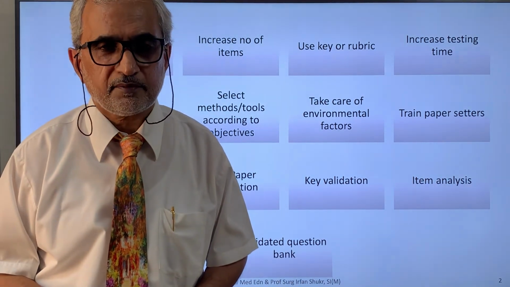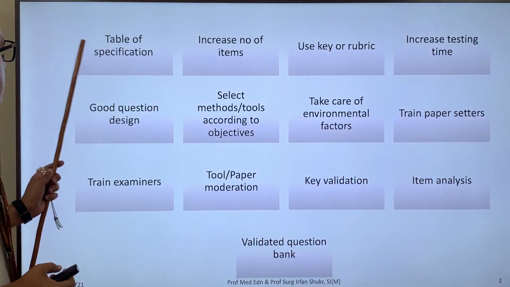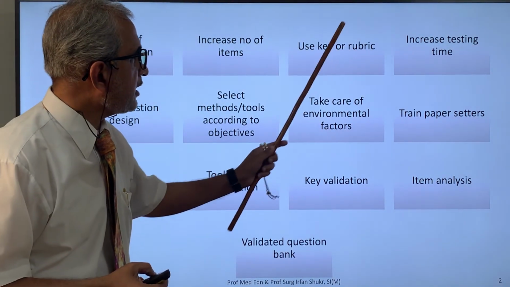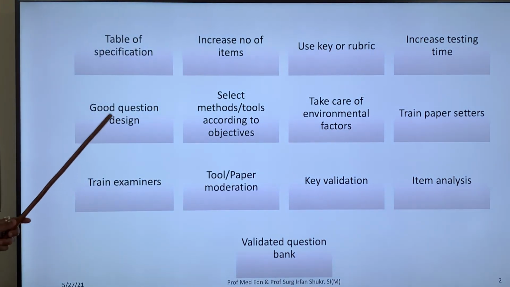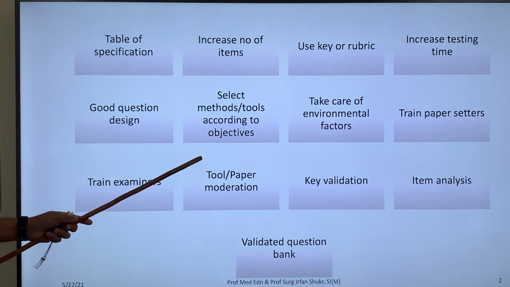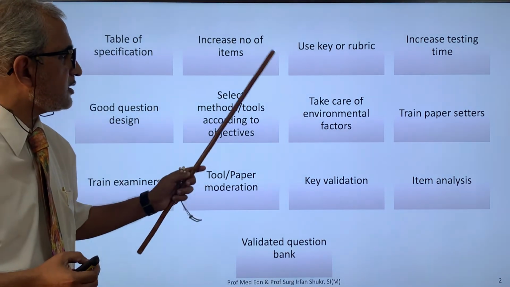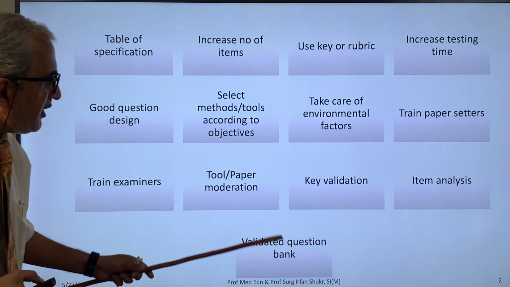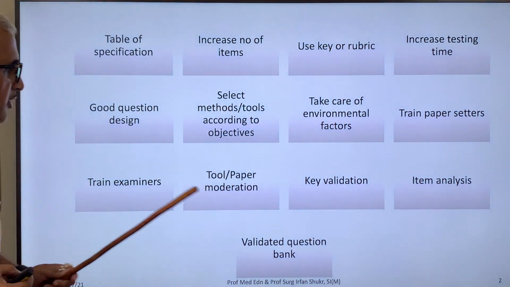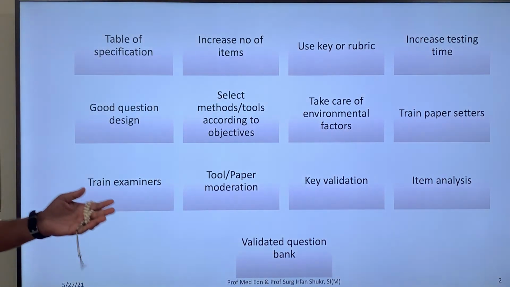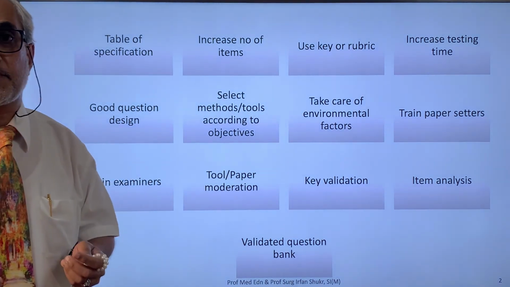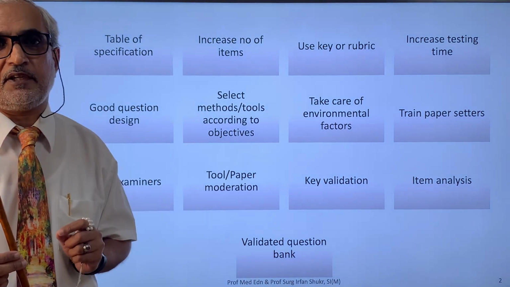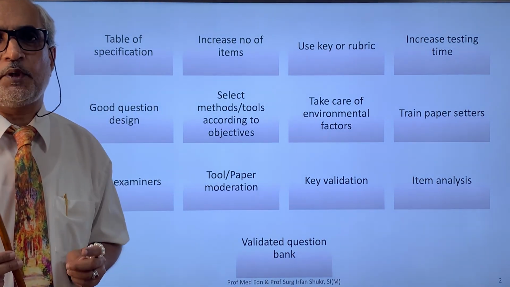That is not right. So let me repeat. Table of specification, increase number of items, using key and rubric, increasing testing time, good question design, select method tools according to objectives, take care of environmental factors, train paper setters, train examiners, paper moderation, key validation, item analysis, validated question bank. All of these factors are going to increase the reliability, and reliability is a very, very important piece of validity, and validity will also improve with it.